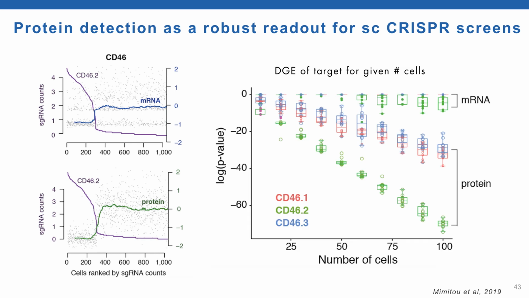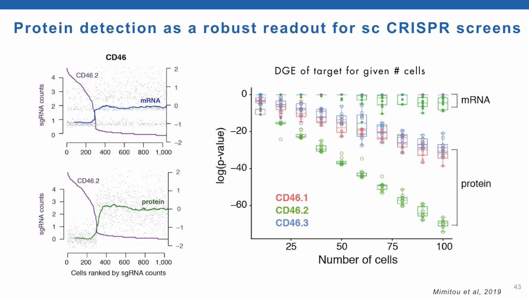Another way of looking at this is seeing how many cells we need to look at randomly before we see a differential gene expression for this particular target. And so if we look at the 3 different guides shown here, 1, 2, and 3, at the protein level, and this is the p-value here of differential gene expression, even with a very small number of cells, it's really apparent very early that we detect differential expression as a result of the guide being present. Whereas at the mRNA level, it's really only with one guide, the best performing guide, that we see significant differences, and even then it takes quite a number more cells in order to see that.